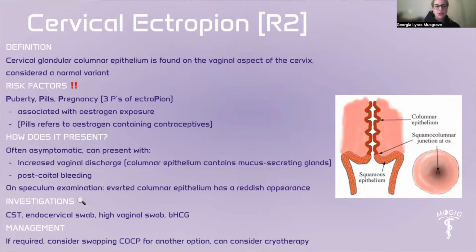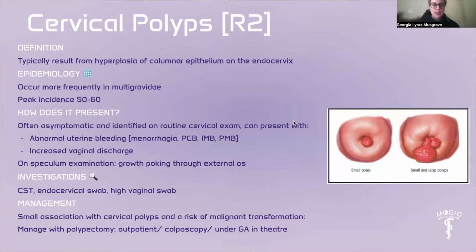Your investigations are really just to rule out differentials, so cervical screening test, an endocervical swab, high vaginal swab, or beta HCG since it's associated with pregnancy as well. You can consider swapping the oral pill, and you can consider cryotherapy, but you don't have to do anything about these. Next, onto cervical polyps.